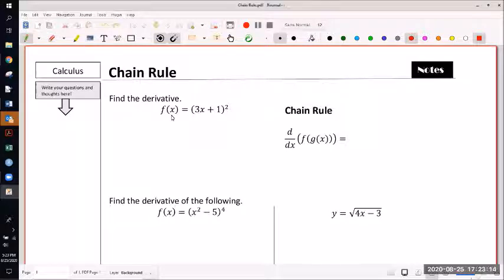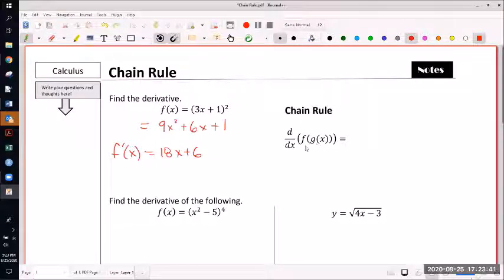We can find the derivative of this, f of x equals (3x plus 1) squared, by first multiplying this out, foiling this out. We get 9x squared plus 6x plus 1, and then we can just apply the power rule and the sum and constant multiple rules. This gives us 18x plus 6. The other way to do it is to use the chain rule.